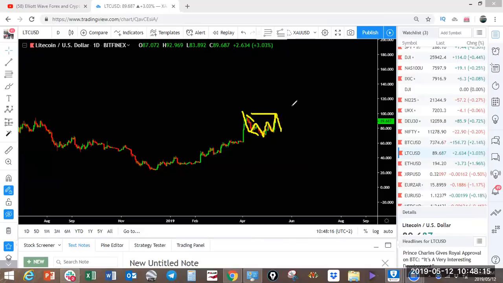Will it go to the top, come down once and make a regular flat there? Whichever way it plays out, if it doesn't and it starts correcting around those levels, that means continuation to the upside. We're still going to push higher. Okay, that is Litecoin, simple as that.